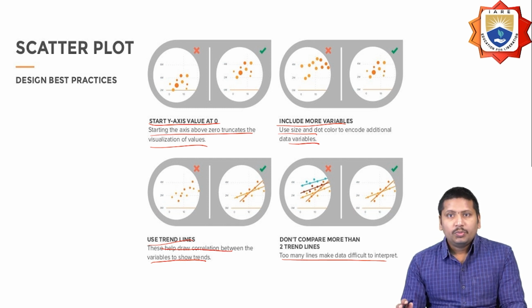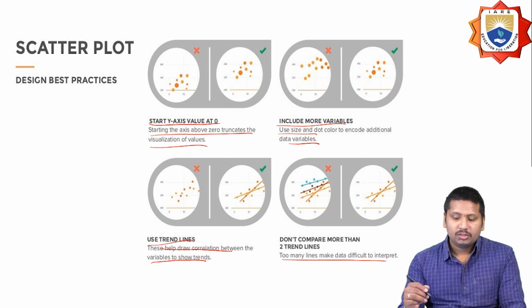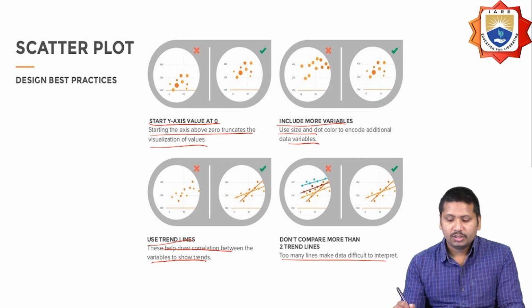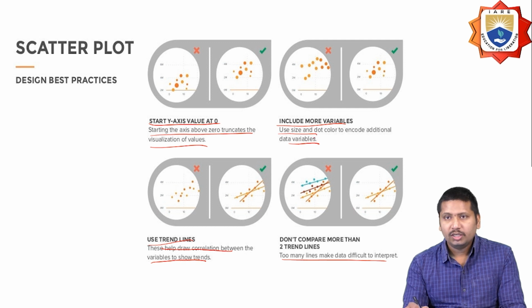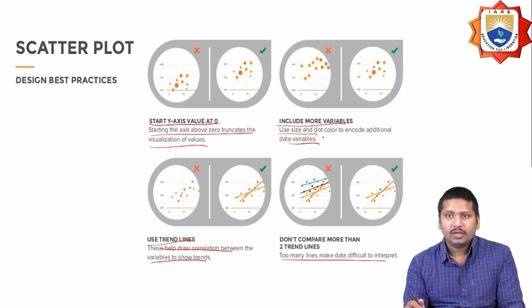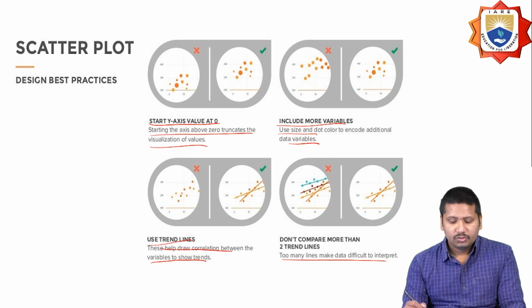So the design practices: start the axis at 0. In a scatter plot, instead of lines and bar charts, we simply put dots. Include more variables by using size and dot color to encode the different data values. If I use different colors, what the data is meant for should be clearly understood. And use trend lines to show the correlation between the variables, and too many lines also make it difficult to interpret.